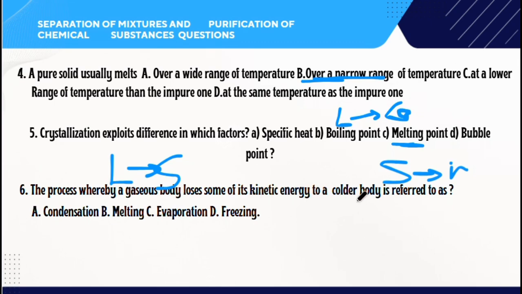And the next question is saying that the process whereby a gaseous body loses some of its kinetic energy to a colder body is referred to as dash. When a gas loses its kinetic energy, which state will it go to? It is going to go to liquid. It is turning to liquid state. And the process is known as condensation. Melting is from solid to liquid.